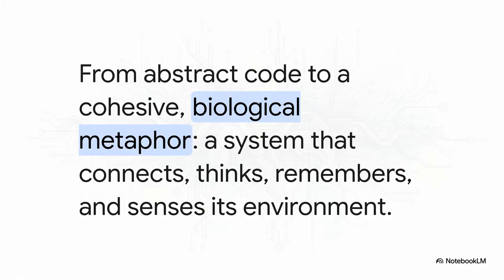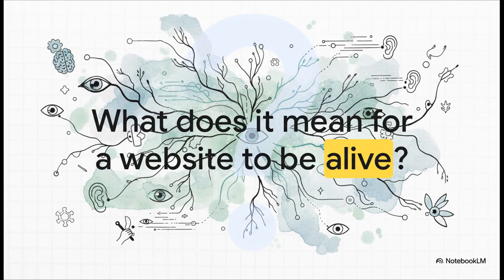So when we just step back for a second and map all these software parts to their biological metaphors, the corpus callosum, the brainstem, the hippocampus, you start to see this isn't just a random collection of features. It's a cohesive, thought-out architecture for a digital organism. And that leaves us with a final and pretty deep question to think about. When we build systems that can connect, think, remember, and sense the world with this much biological inspiration, well, you have to ask yourself, at what point does a website stop being just a simple tool and start becoming something alive?